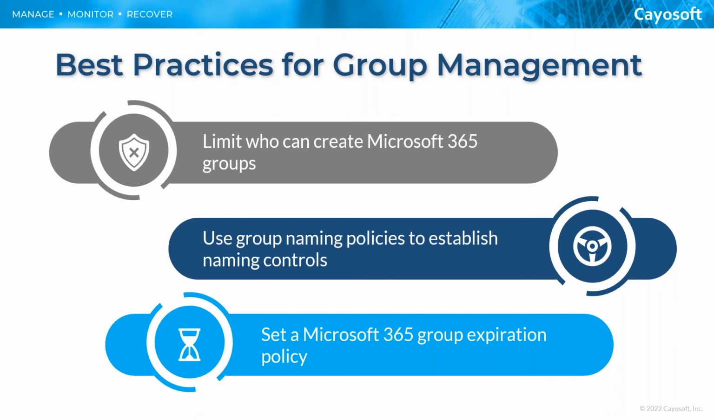Now, as you can imagine, this is one of those things that you have to be really, really careful with using, because you don't want a group to just automatically expire if it's still being used. The good news is that there are some safeguards in place to keep that from happening. Because when a group is coming up for expiration, its owner has a chance to renew that group.